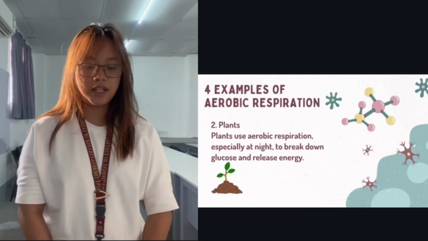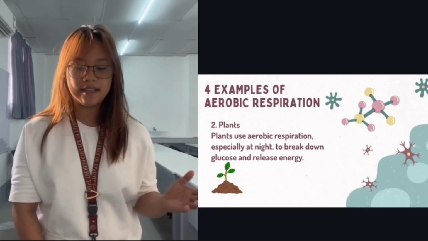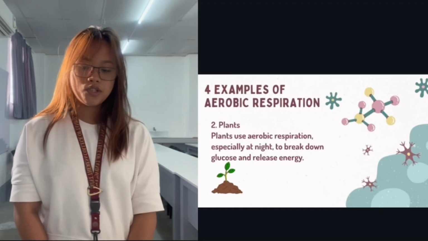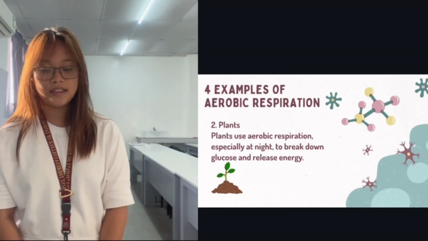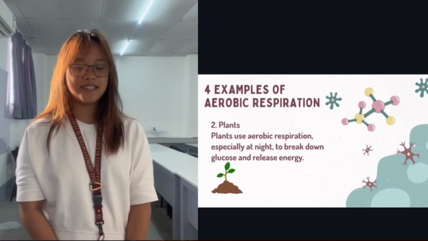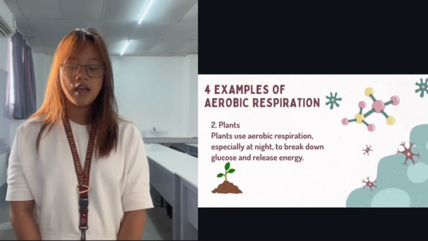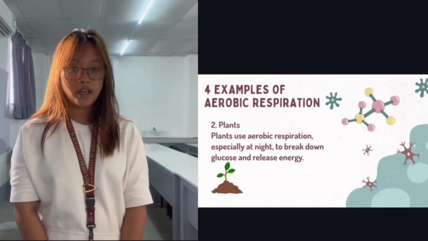Number 2. Plants. Plants use aerobic respiration, especially at night, to break down glucose and release energy. Plants also perform aerobic respiration, especially at night when photosynthesis doesn't happen. They use the glucose stored from photosynthesis and oxygen from the air to produce energy for growth and repair.